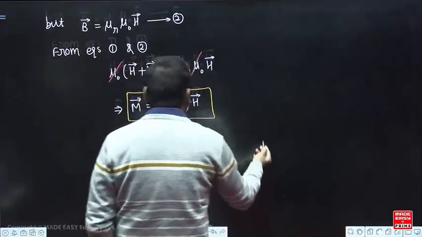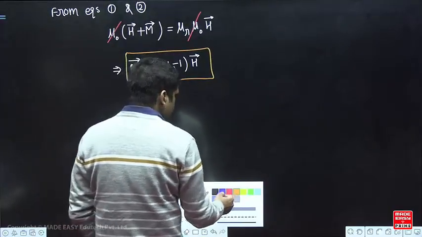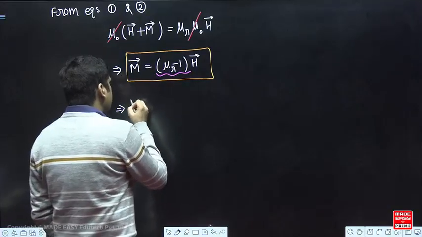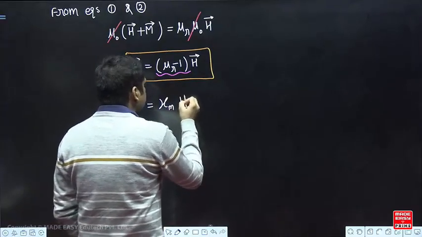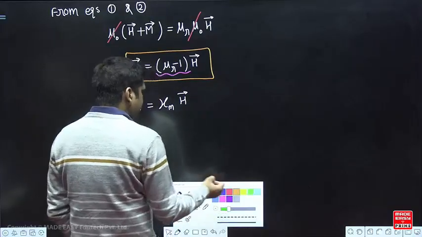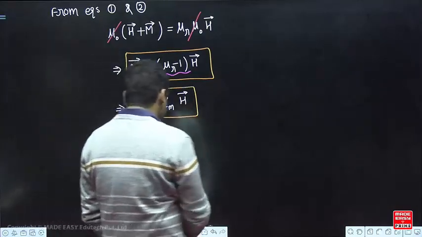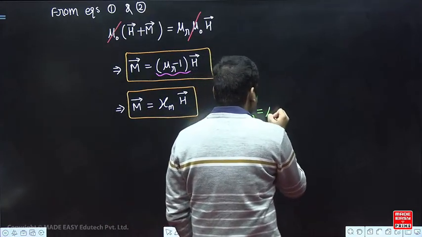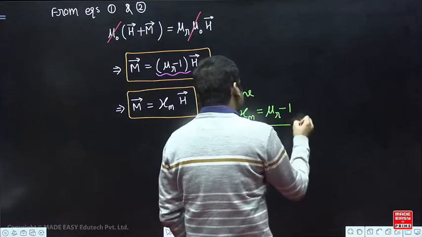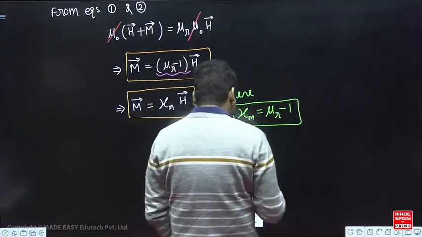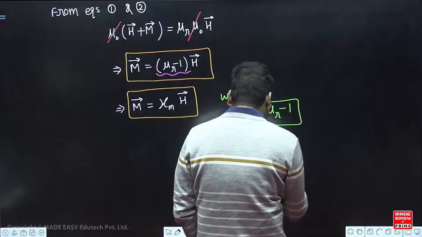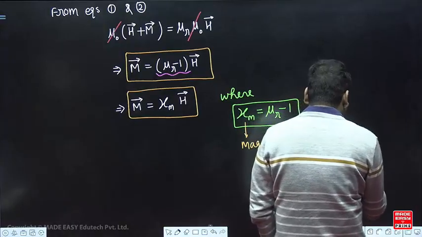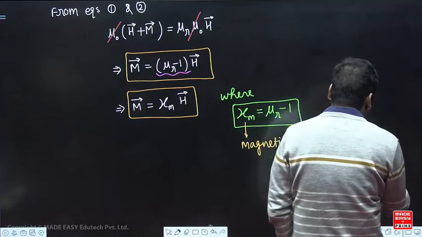This mu r minus 1 can be known as a new value. We can replace it by susceptibility. So M is equal to chi m into H. Chi m is a very important parameter because magnetization is directly proportional to this chi m, where chi m is nothing but mu r minus 1. Basically susceptibility is nothing but permeability minus 1. This is known as the magnetic susceptibility of the material.